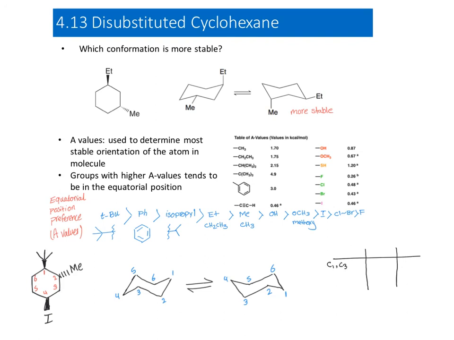C1, C3, C5. They are up axial and down equatorial. C6, equatorial and axial. So I start with tertiary butyl group. So the tertiary butyl group is in the wedge, meaning that it's up and it is on carbon 1, so it should be in the axial position. I draw that in the axial position.